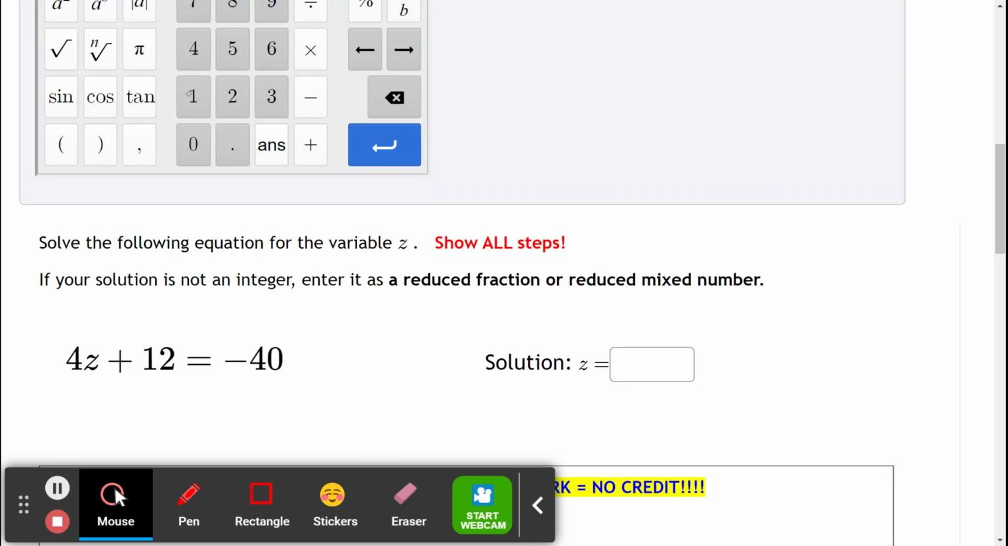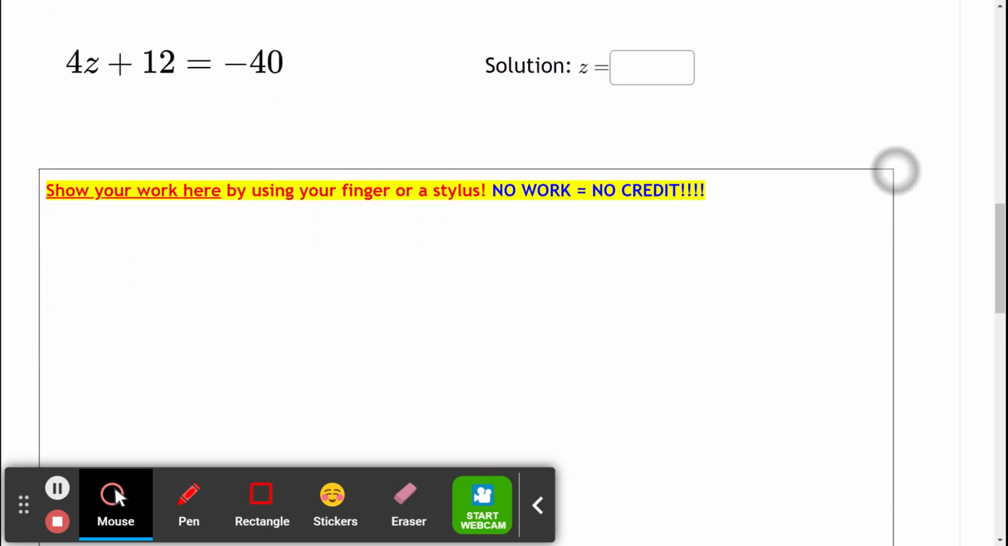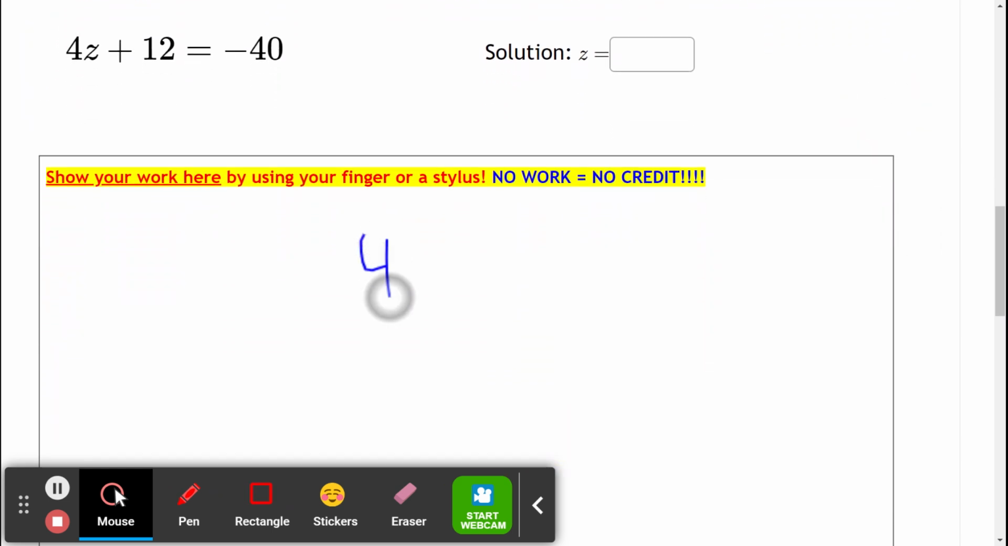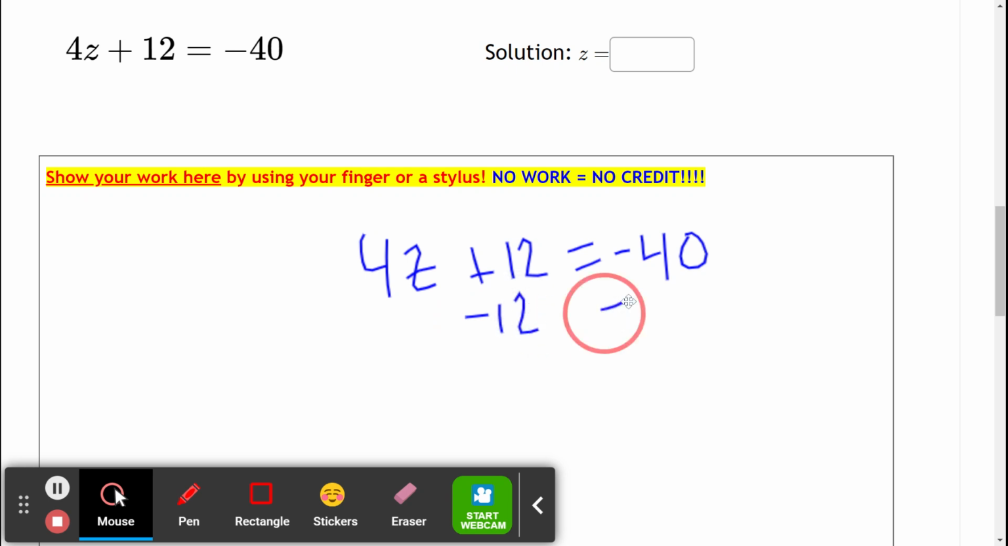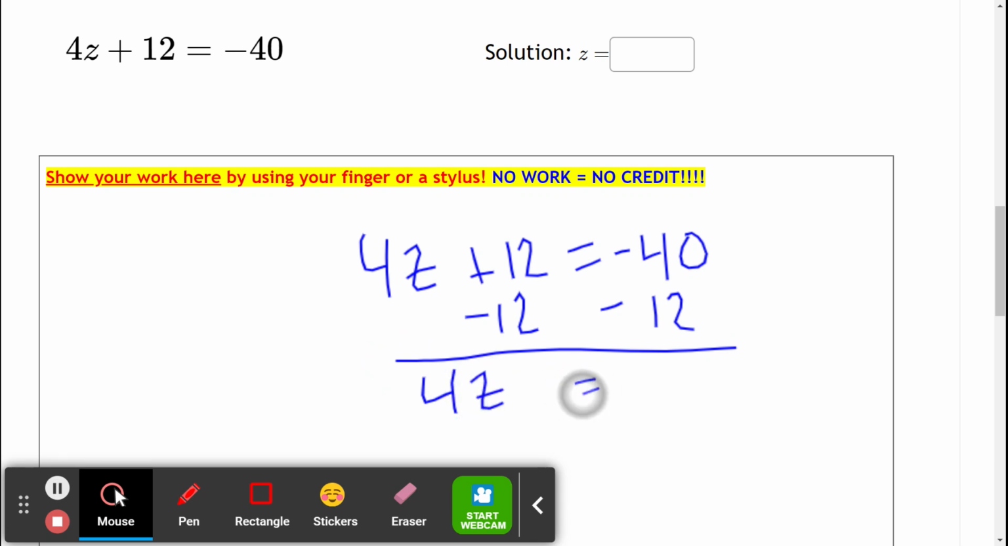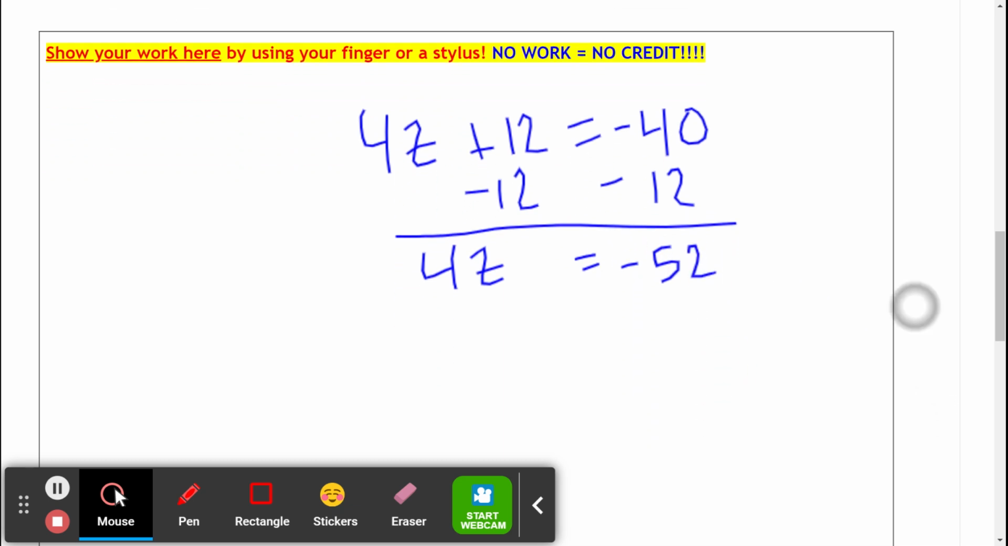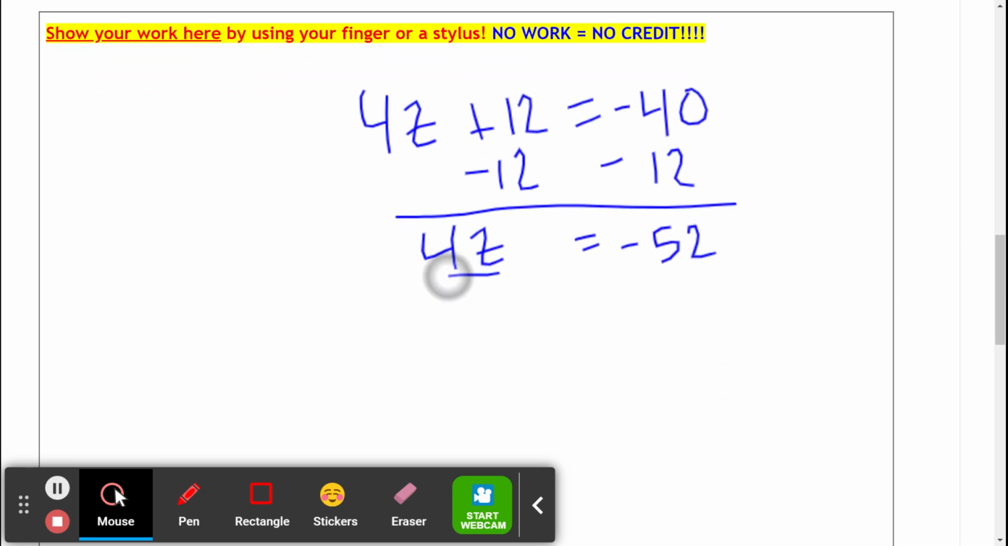Next. And with this one, we have 4z plus 12 equals negative 40. And the inverse of adding 12, we have to subtract 12. And we have 4z is equal to negative 52, it looks like. The inverse of multiplying is dividing. I divide by 4, and they cancel. Got to do the same thing on both sides of the equal sign.